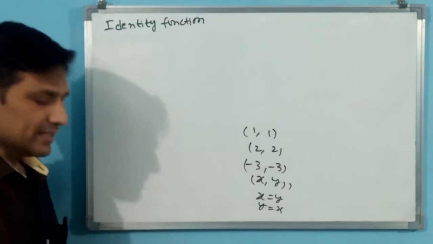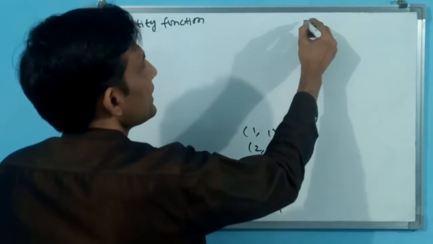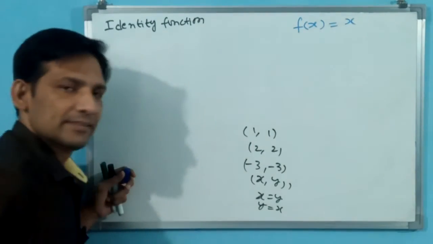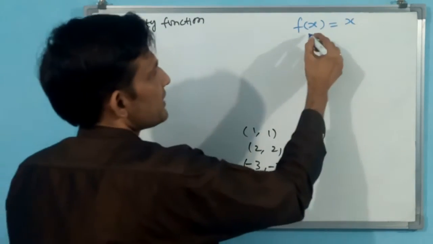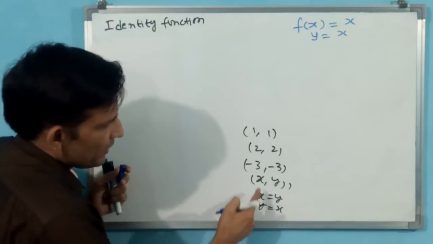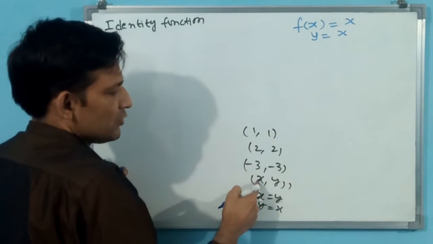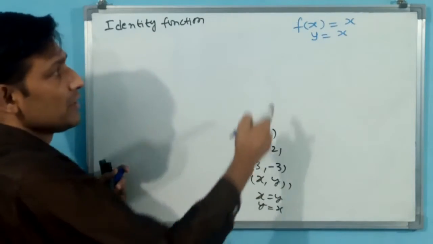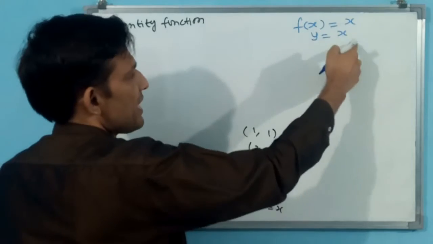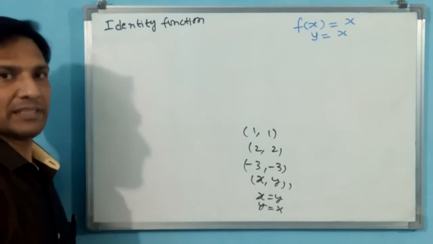And how we represent that identity function now, you see. Identity function normally we say f of x is equal to x, and f of x is also y, we take y. In the y coordinate f of x will come, that means x is the input you are giving, and output is coming. If you give input 2, then output also 2 will come. Minus 3, 1, 1, like that it will come. This is called identity function.